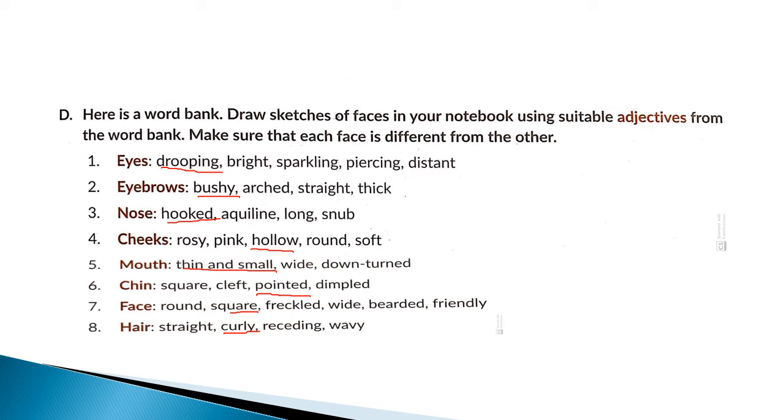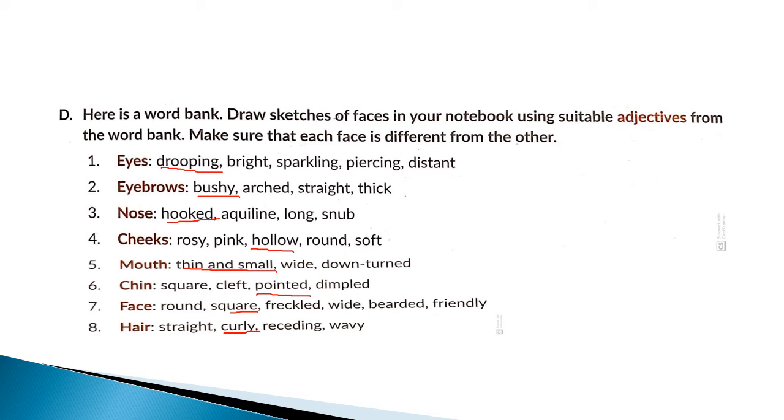Exercise D is a creative one. However, you're only going to do any two of it. What do I mean? See, here is a word bank. Draw sketches of faces in your notebook using suitable adjectives from the word bank. For example, you will take these features. Eyes, one feature, any one, drooping. According to drooping eyes, take another feature, eyebrows, bushy.